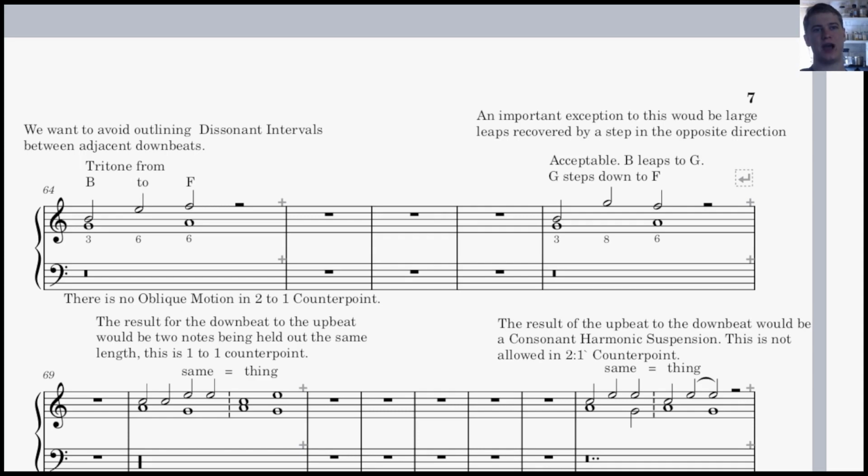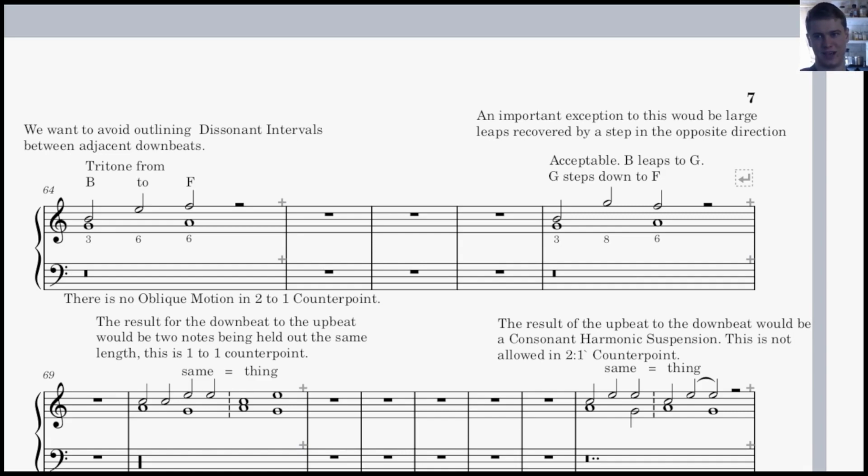Next, we want to avoid outlining dissonant intervals between adjacent downbeats. So as you can see here in our counterpoint on our downbeats, we're highlighting the notes B and F. So we have that 7th degree and the 4th degree of C major, creating that tritone. An important exception to this would be large leaps that are covered by a step in the opposite direction.